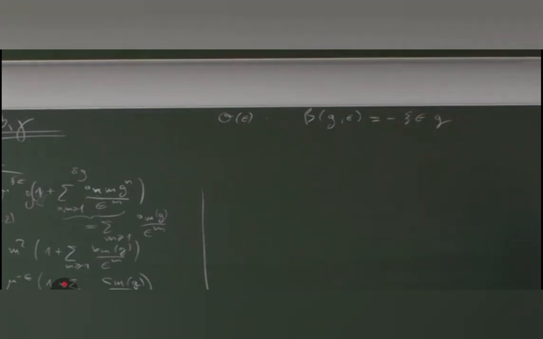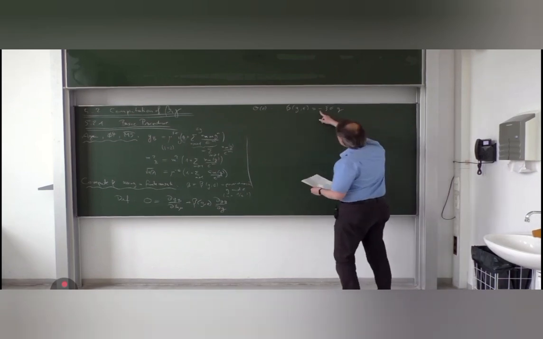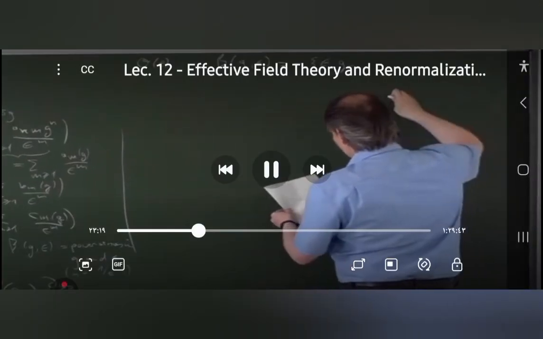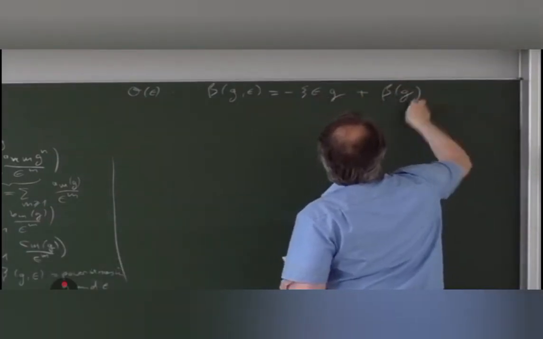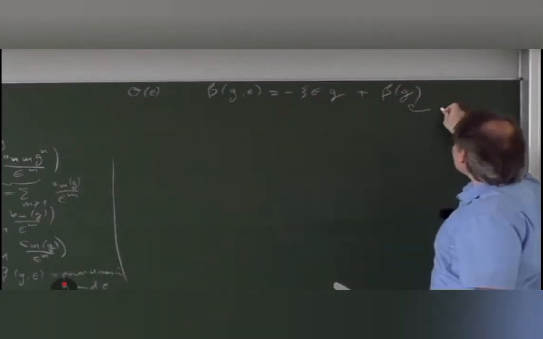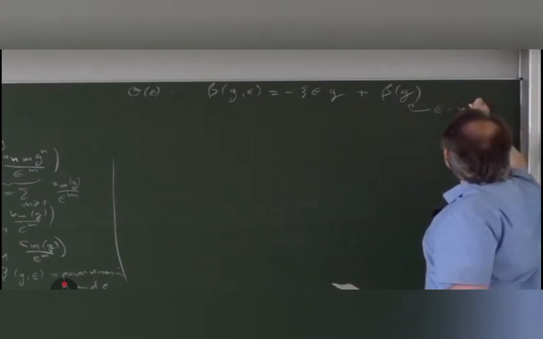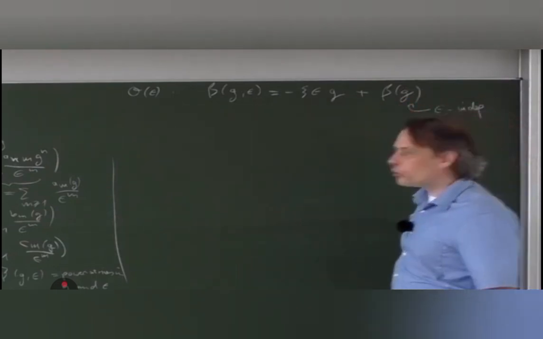We equate the coefficients first at order epsilon, and then we get that beta of g and epsilon is, at the lowest non-vanishing order, psi times epsilon times the coupling itself, g. Yesterday we had minus 2 epsilon times g, and in general we have minus psi times epsilon times xi times g, plus something which doesn't depend on epsilon, and let us just call that beta of g. So this is epsilon independent.